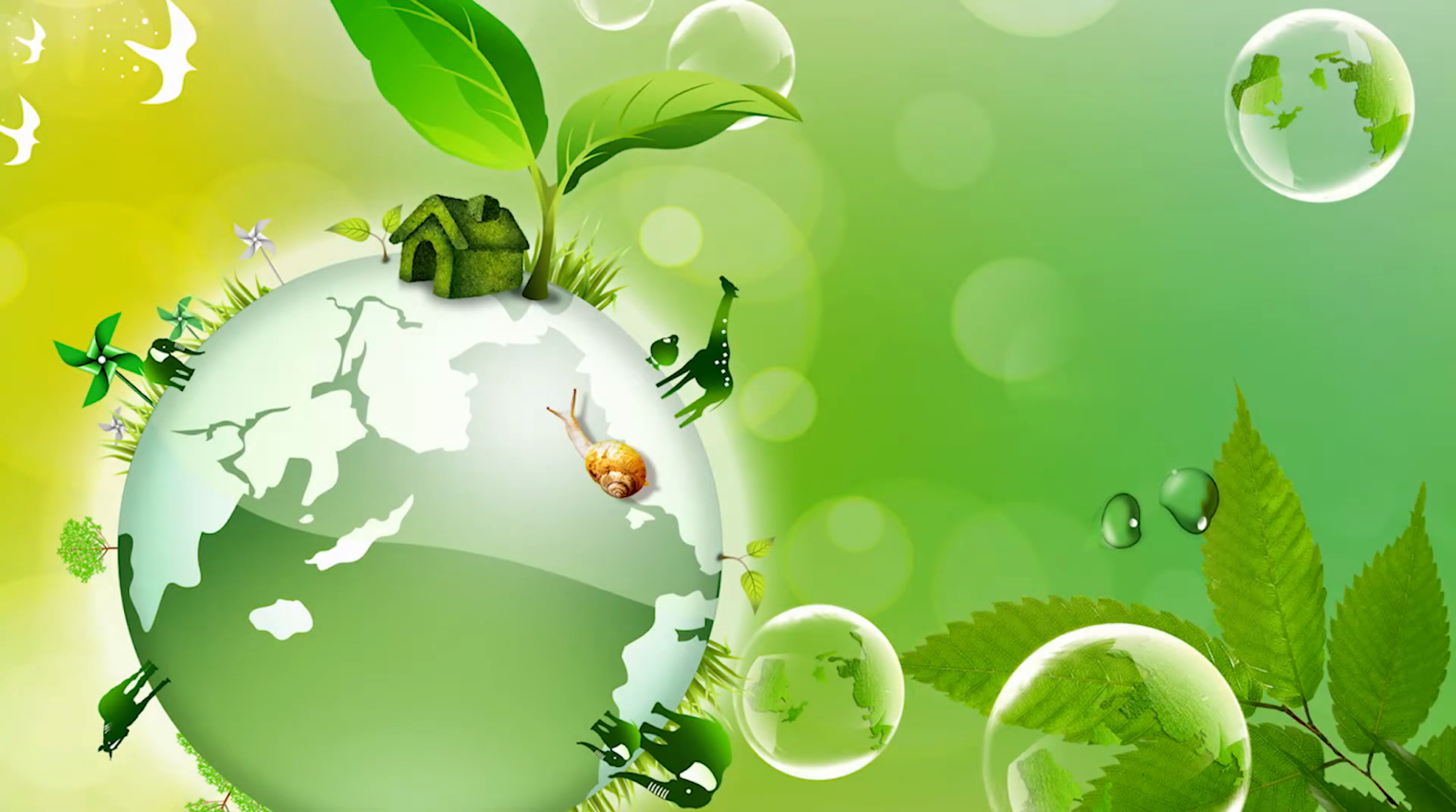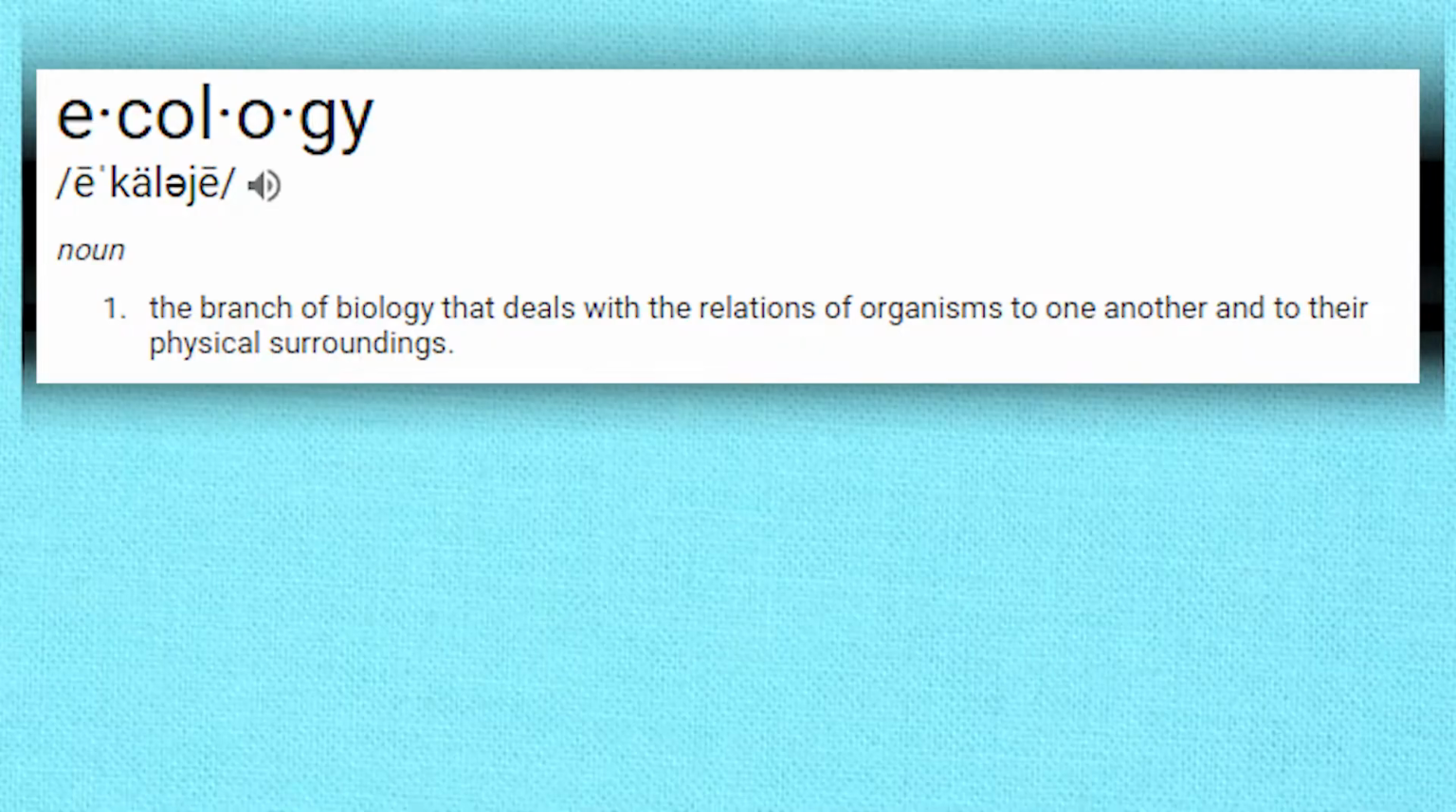Alright, so now we're going to talk about ecology. Ecology is basically the branch of biology that deals with relationships of organisms to one another and to their physical surroundings. It's going to deal with interactions between living organisms, like how they talk to each other or deal with each other in the environment.